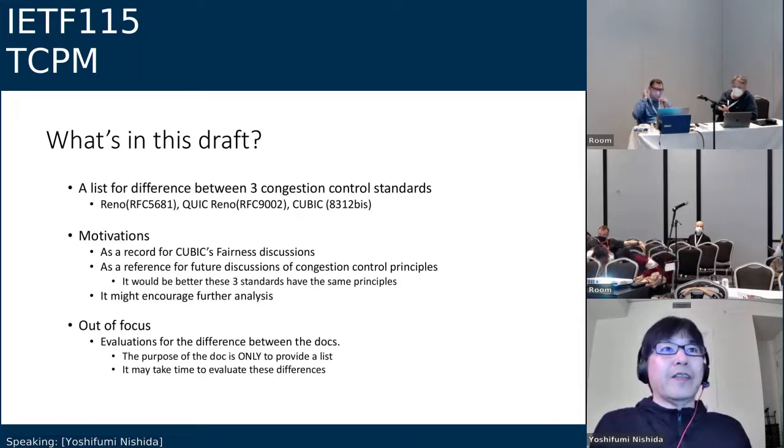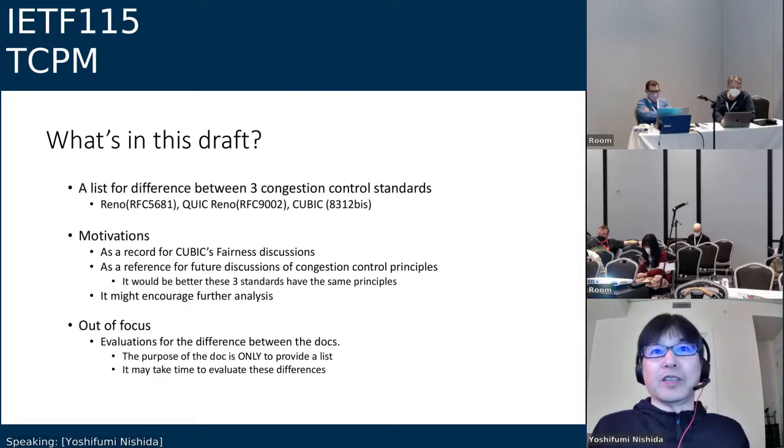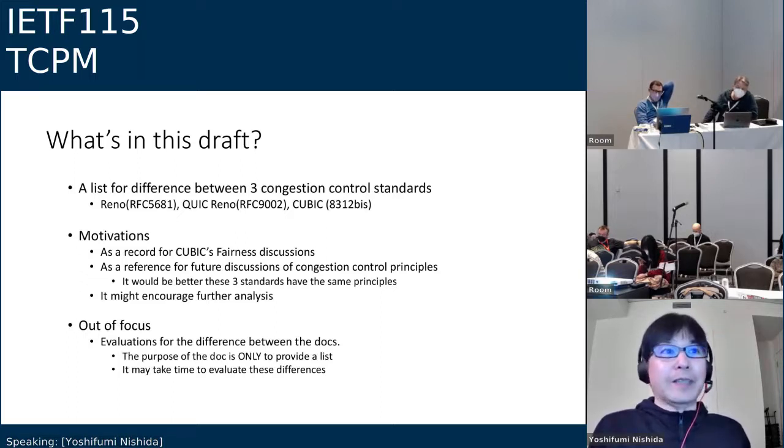Okay, so what's in this draft? Basically, this draft provides a list of the differences between three congestion control standards. The first one is Reno, the next one is QUIC Reno, and the last one is Cubic. And I have basically three motivations to write this kind of draft. The first one is that during the Cubic discussions, we had a lot of productive, nice comments on Cubic fairness. So having this kind of document may be a good record of those very productive discussions.